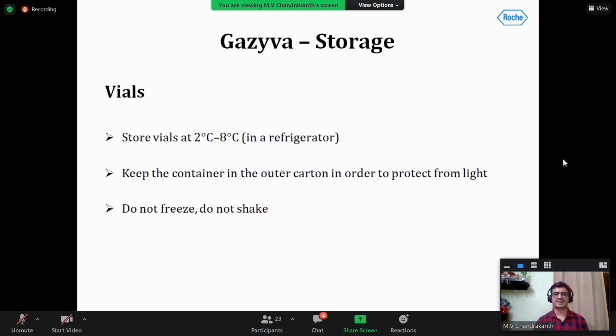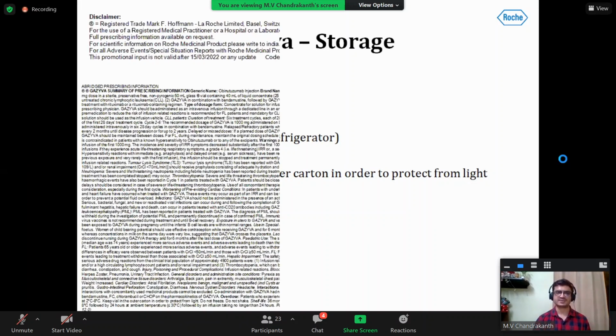So we know that even rituximab and even obinutuzumab, we have to store between 2 to 8 degrees centigrade in the refrigerator, and we should ask our patient attendants not to keep it in the freezer. We should keep the container in the outer carton in order to protect from light, and we should not freeze or shake this product.